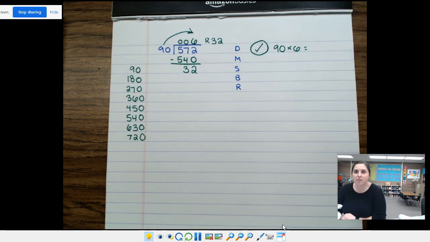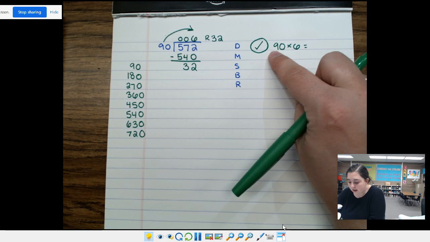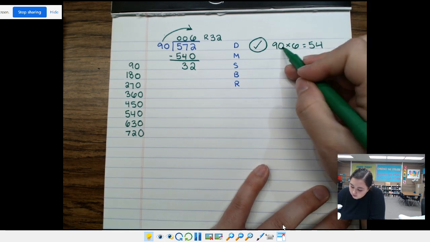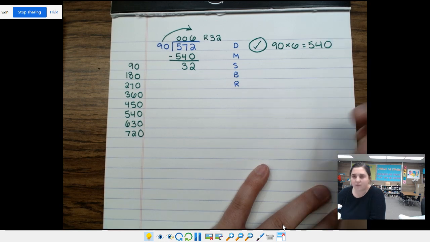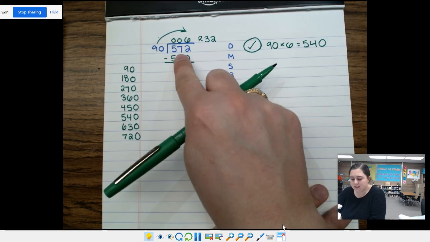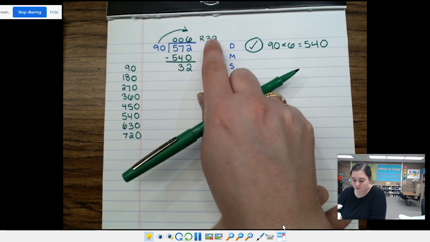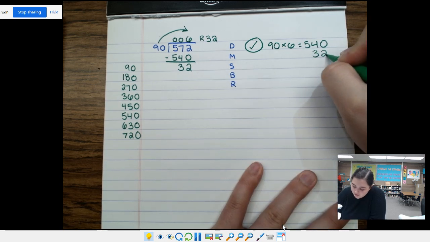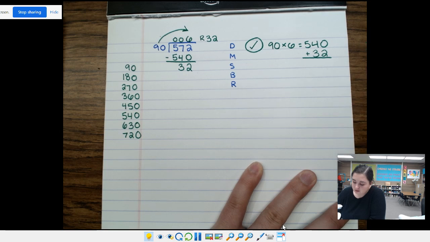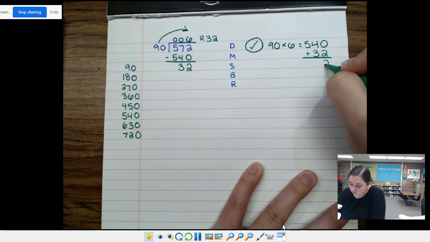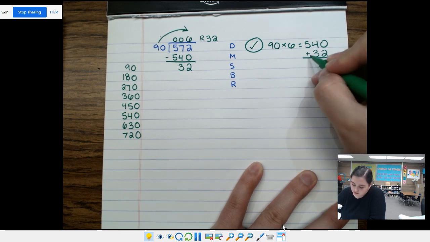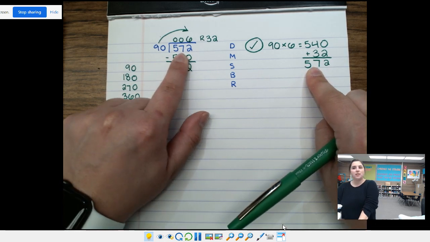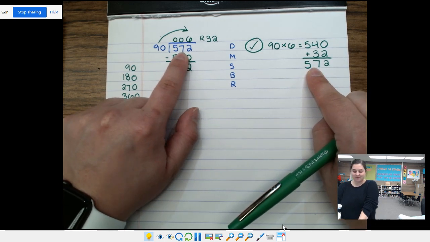90 times 6. I don't know what 90 times 6 is, but I know 9 times 6 is 54. And I add a 0. Well, that's not what I started with. Don't forget to add your remainder at the end. So I'm adding 32. And that would be 2, 7, 5. 572. We got it right.